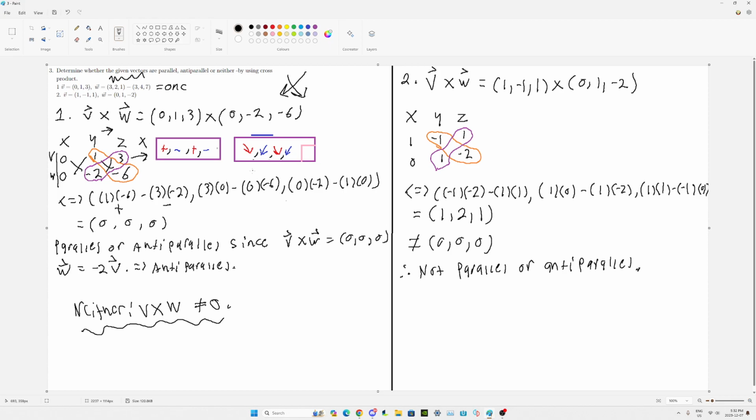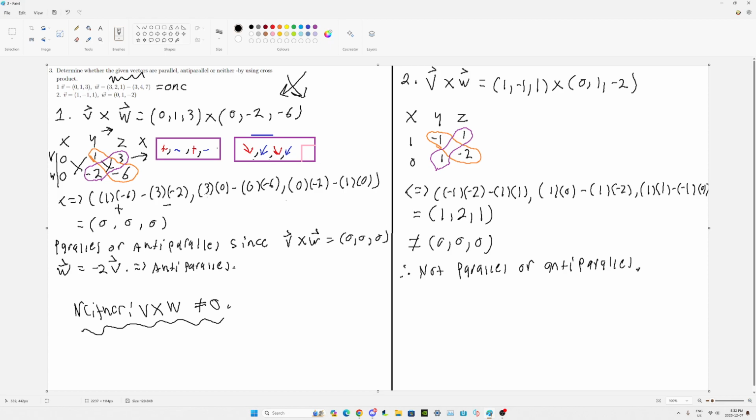Okay, so for our last piece, we've done our y, we've done our z. The next piece is x. We're going to start here. Well, we have 0 times negative 2 minus, now we go to y, 1 times 0. And once we check that out, we see that we end up with 0, 0, 0.